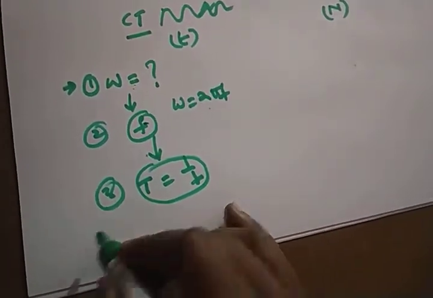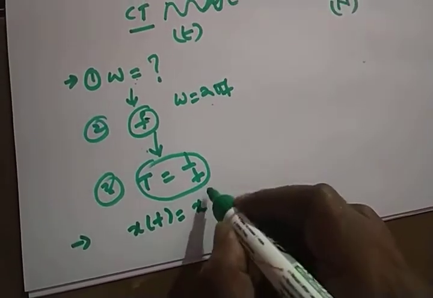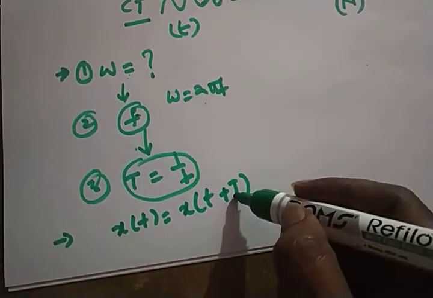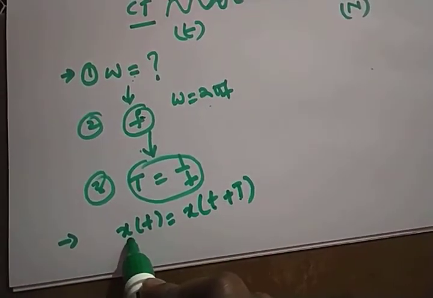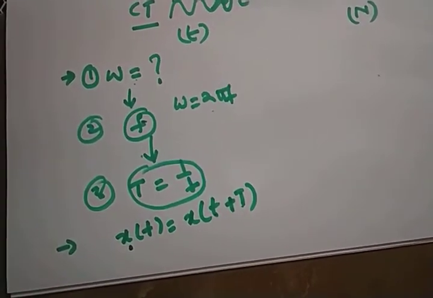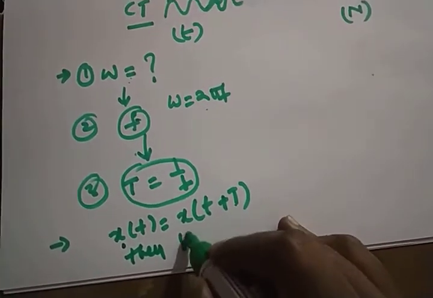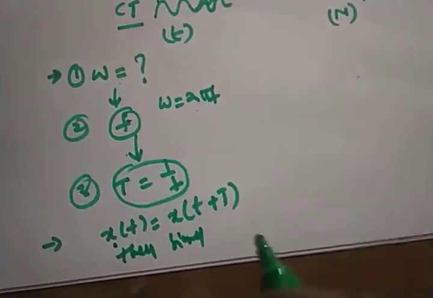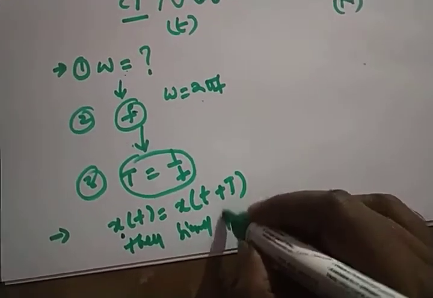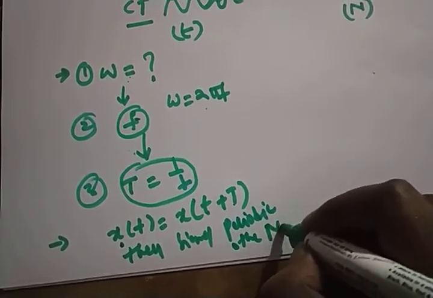After that you have to solve x of t is equal to x of t plus T. That means even after adding the time period, you are getting the same input waveform, right? If you get this type of solution, then the signal is a periodic signal. We'll solve the example after this. Otherwise the signal is a non-periodic signal.